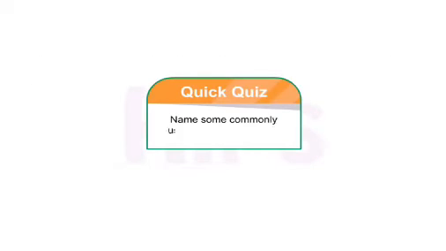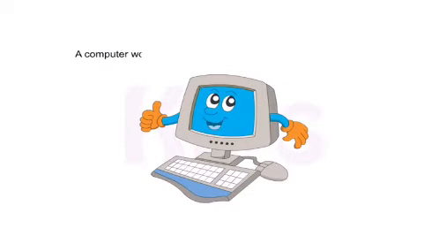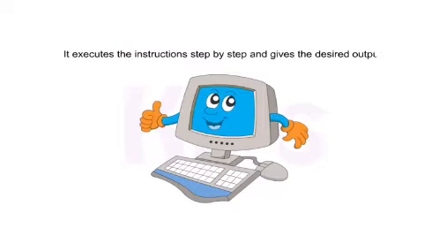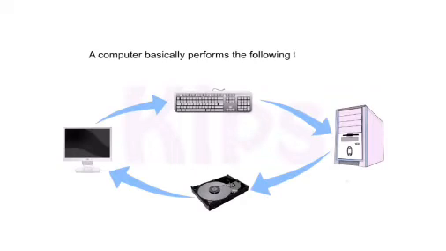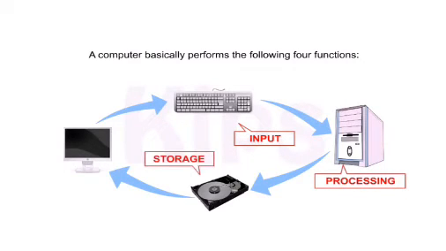Name some commonly used electronic devices. A computer works on data and instructions which we feed into it. It executes the instructions step by step and gives the desired output. A computer basically performs the following 4 functions: input, processing, storage, and output.